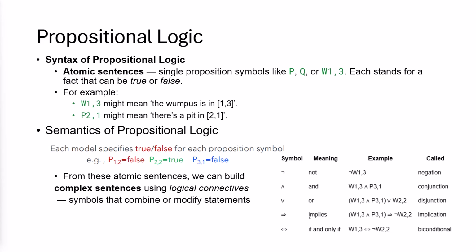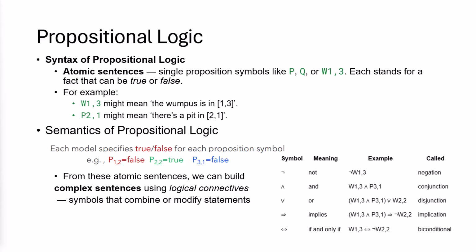Implies shows the implication: if the left side is true, then the right side is true. Like if the Wumpus is in 13 and the pit is in 31, then the Wumpus is not in 22. The last one is biconditional, or if and only if. That means if the left side is true, the right side is true. If the left side is false, the right side is false.